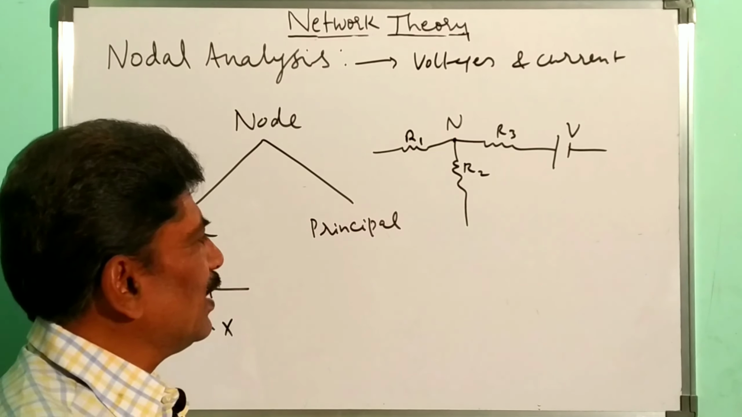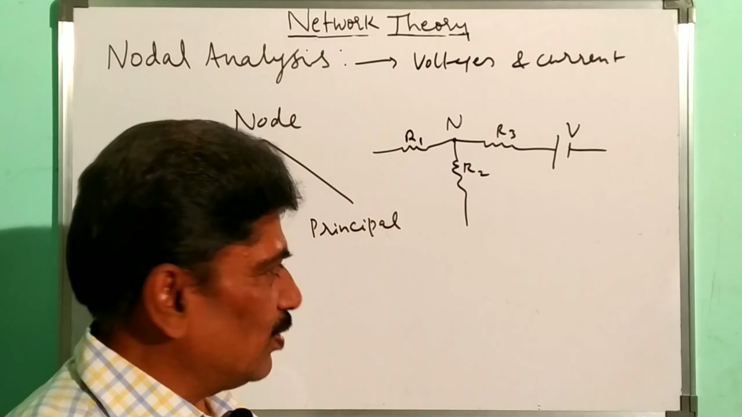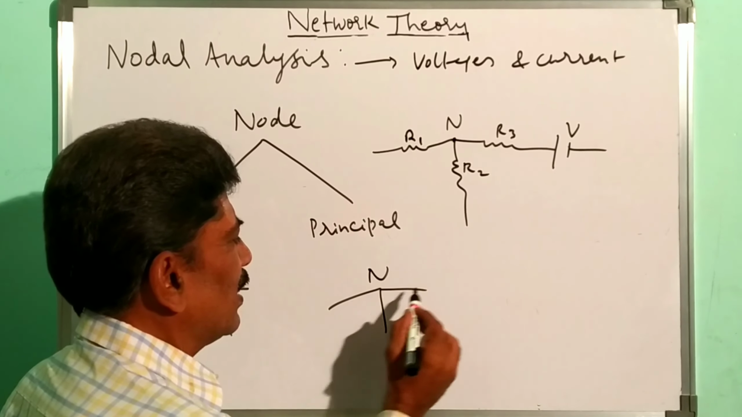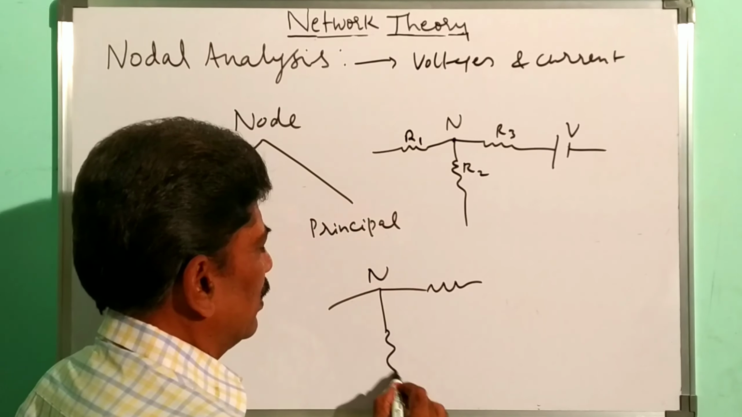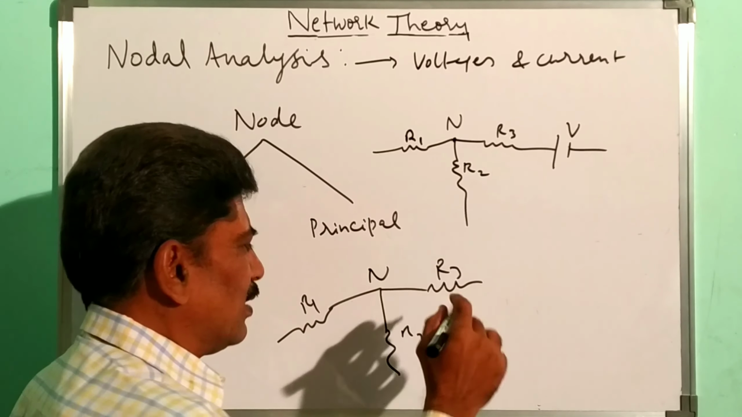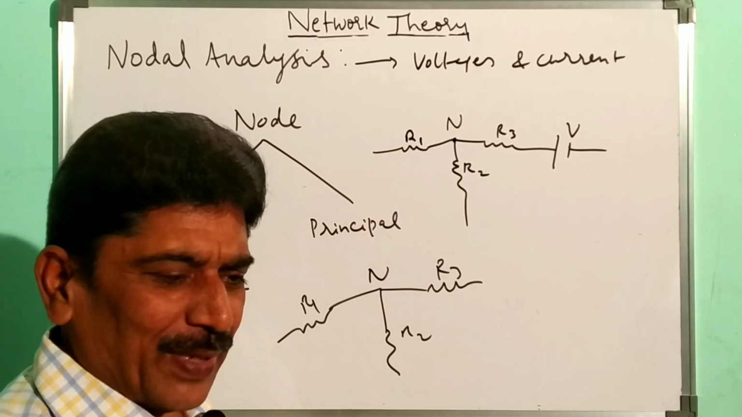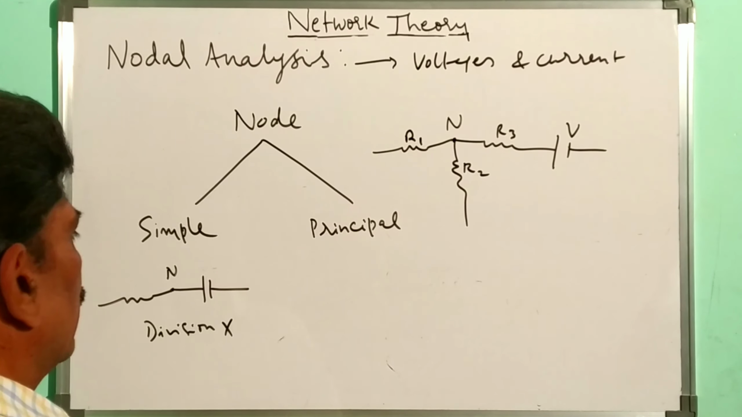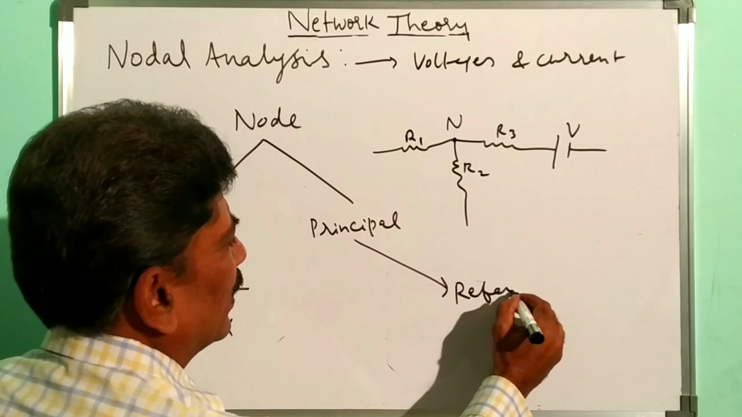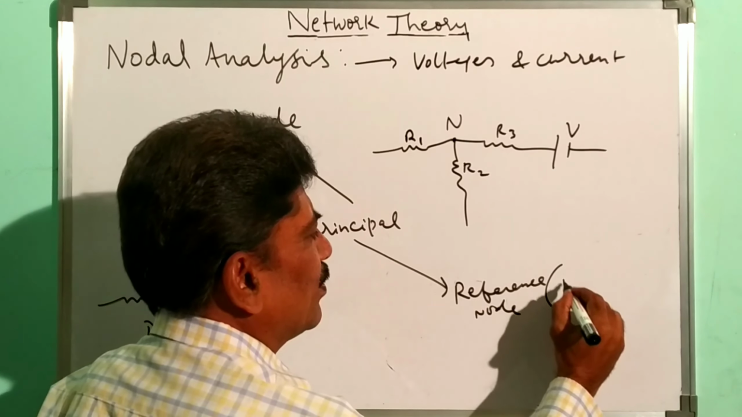In the case of a principal node, at least three branches should be connected to the node. So for a principal node, there should be at least three branches, like this R1, R2, R3 at least. That means there can be more than three also. The principal node can be a reference node, or it can also be called a datum node.